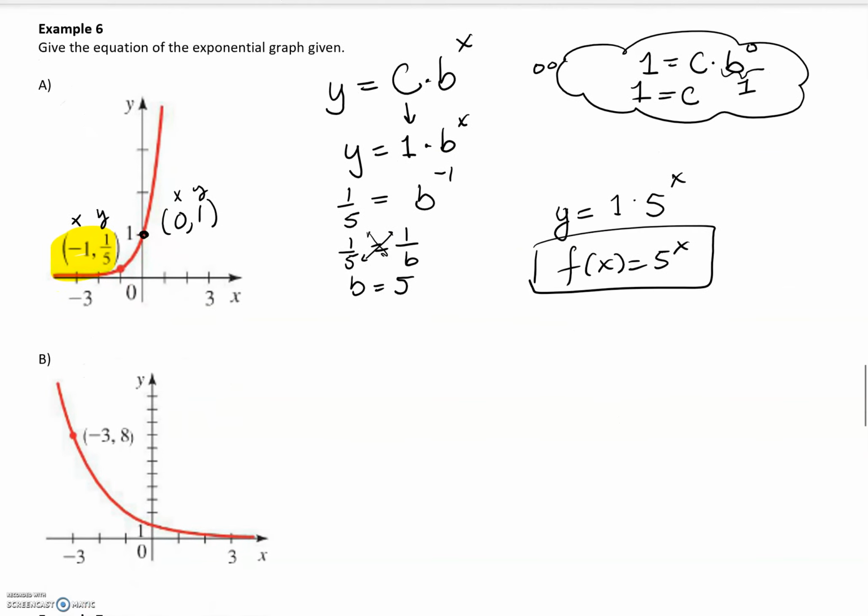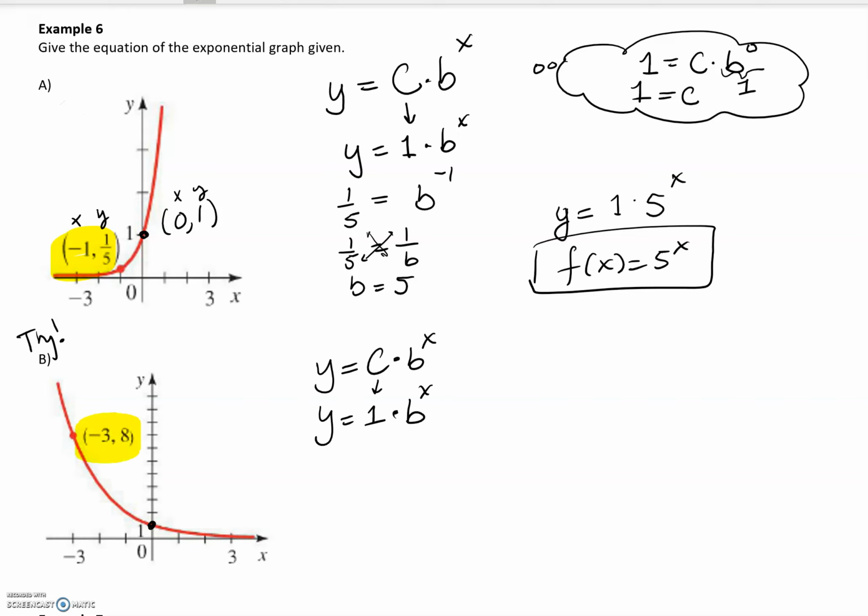You guys try part B on your own by pausing the video and coming back. So again, it said an exponential function, so I'm going to start with the basic format. And again, they're labeling for me that it goes through 0, 1. So I know c is going to be 1. If that was going through 5 or something, I would make the c be equal to 5.